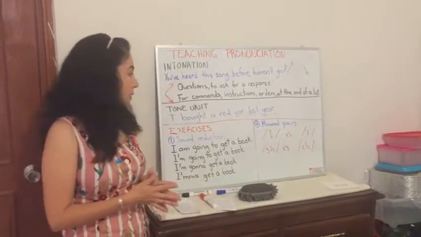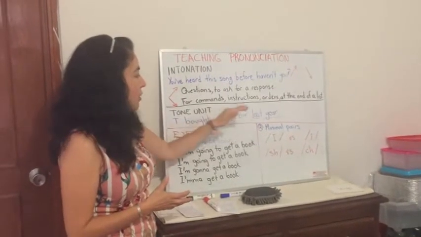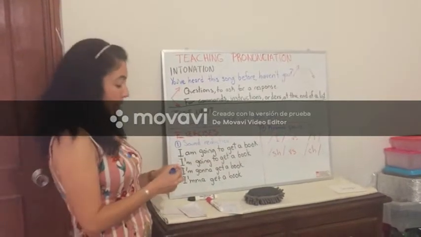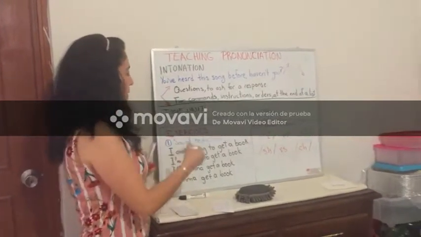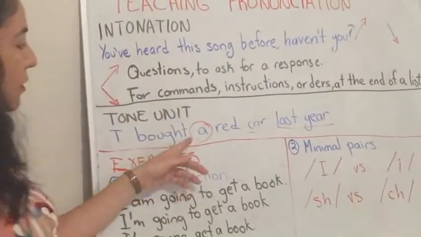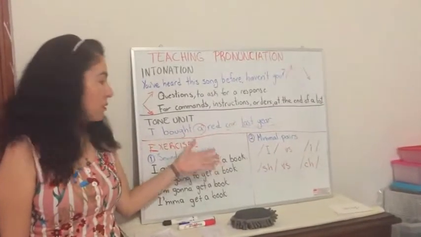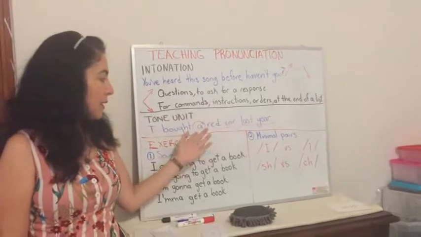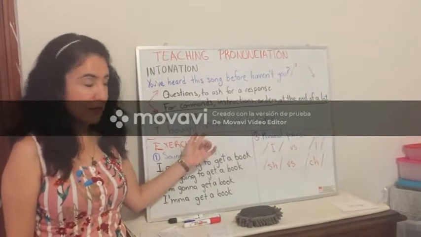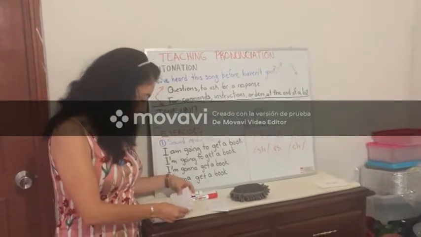So in this same sentence, for example, if I say "I bought a red car last year," there is a word that we can hardly hear when I say it, and it's "a," because as an article, this is not an important word that is carrying any meaning. So I say, "I bought a red car last year." And you can almost, or this sound almost disappears in the sentence. So that is also very important when teaching pronunciation to our students.